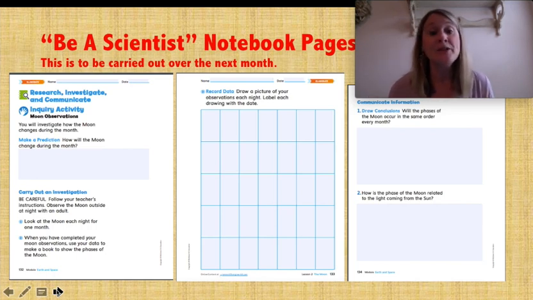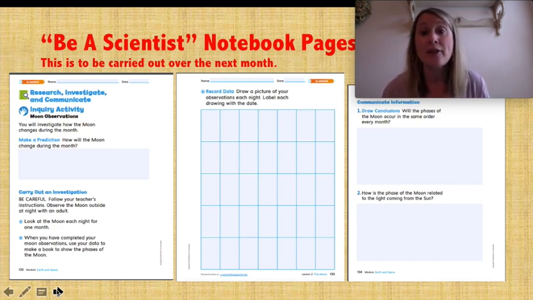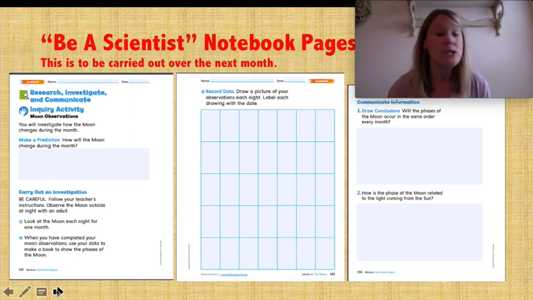And then finally, once you fill in your whole calendar for the whole month, the third sheet that's up here, you get to communicate the information that you learned, because that's what scientists do, is they want to share that knowledge, right? So there are 2 questions at the end that, again, you can write or draw your answer, or you can just verbally say that to an adult in your house, okay?